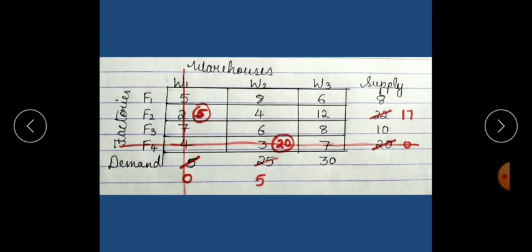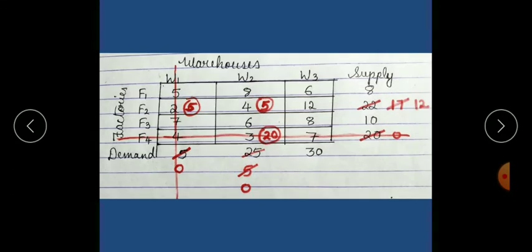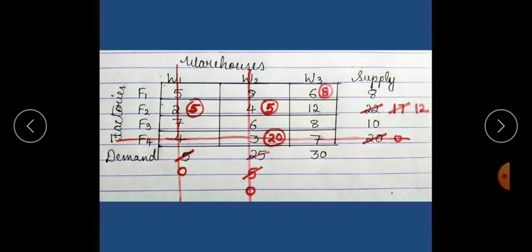Once you allocate 5 here, what will be the remaining supply here? 17 minus 5, that is 12, and 5 minus 5, that is 0. Fine. Now this is becoming 0, so you have to cancel this entire column. After cancelling, out of the remaining cost matrix, only this was remaining. Which was the least element? The least element was 6.